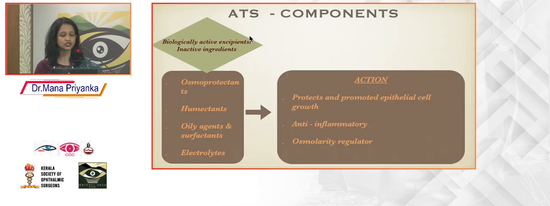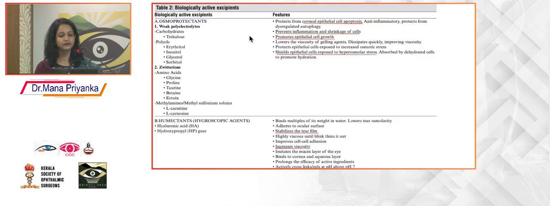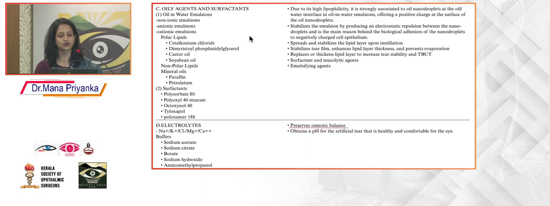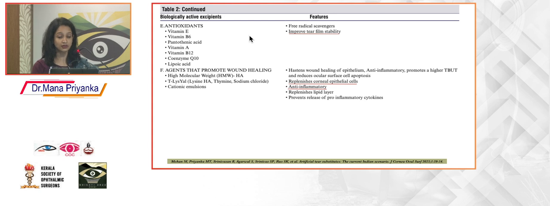Then the next is the biologically active excipients. The main action of them is to promote epithelial growth, anti-inflammatory, and regulate the osmolarity. These include the osmoprotectants, which mainly take care of the epithelium, reduce the apoptosis, and improve the healing of the ocular surface. Humectants, which are now in the market, seen in most of the drops, are hyaluronic acid and HP-guar. They not only take care of the epithelium, but also improve the viscosity. Therefore, in some areas, these can be categorized as an active ingredient also. The others are oily agents, surfactants, electrolytes, antioxidants to stabilize the tear film, and agents which promote wound healing.